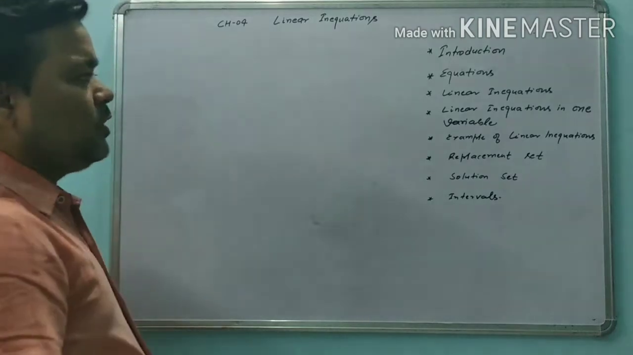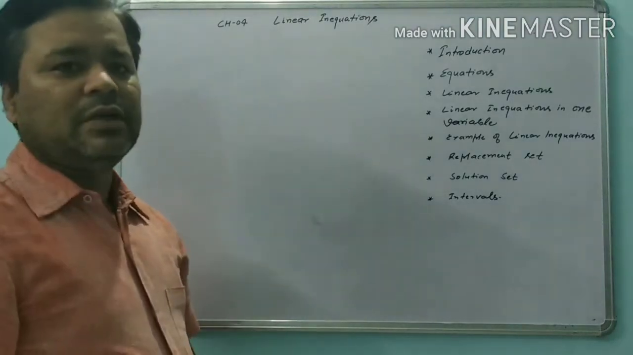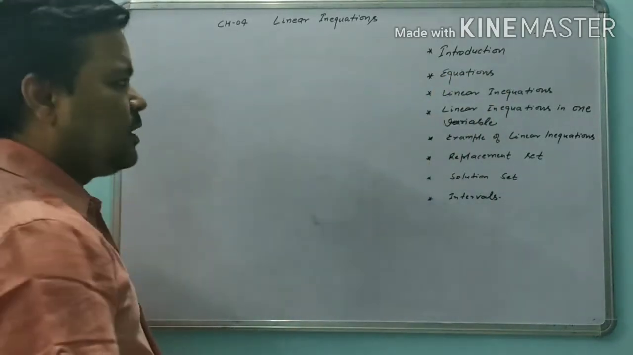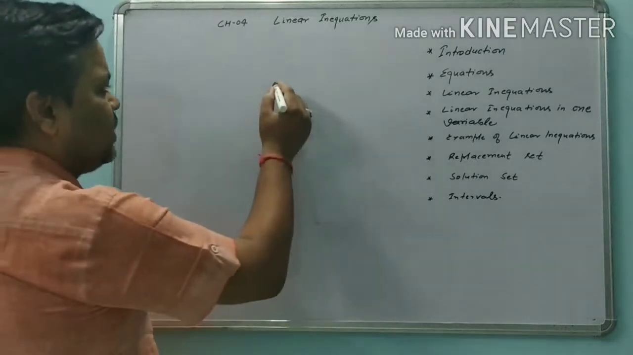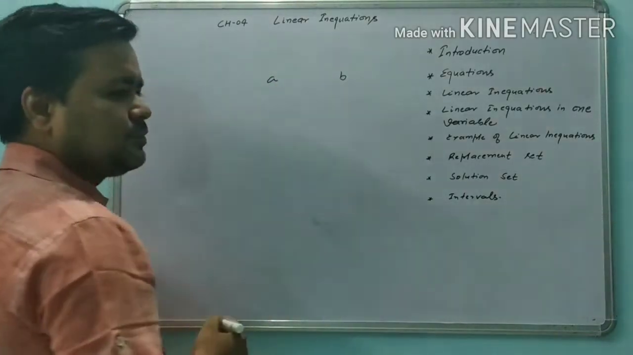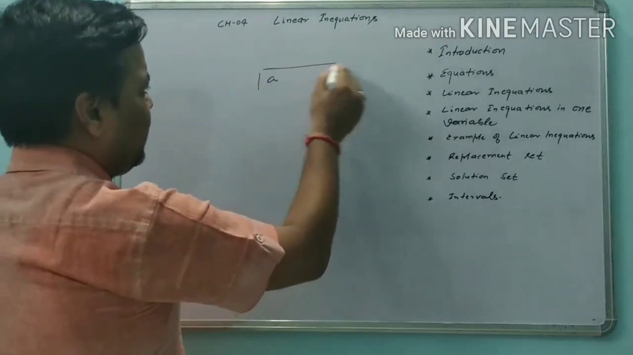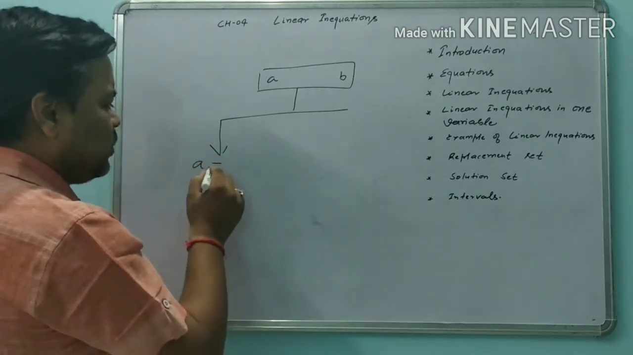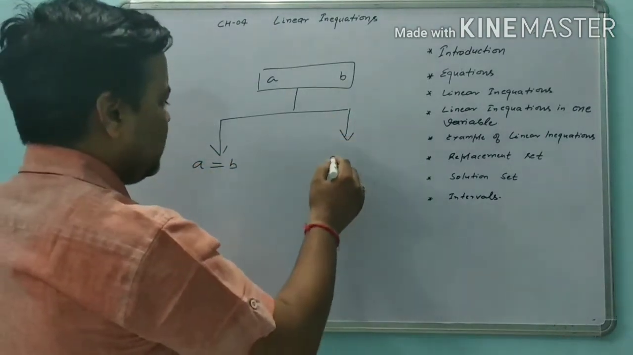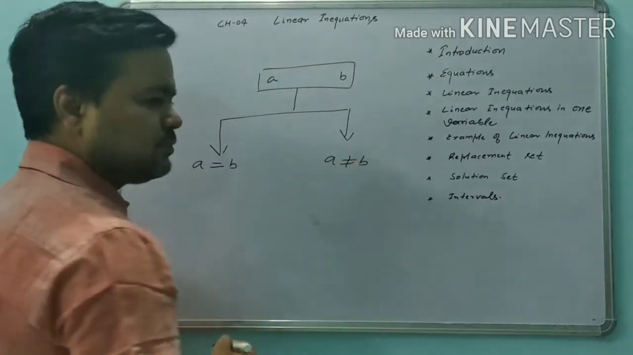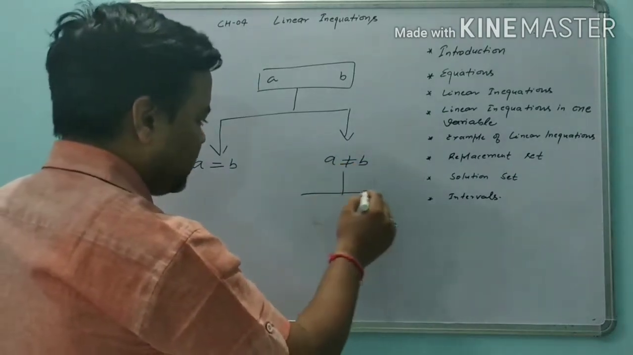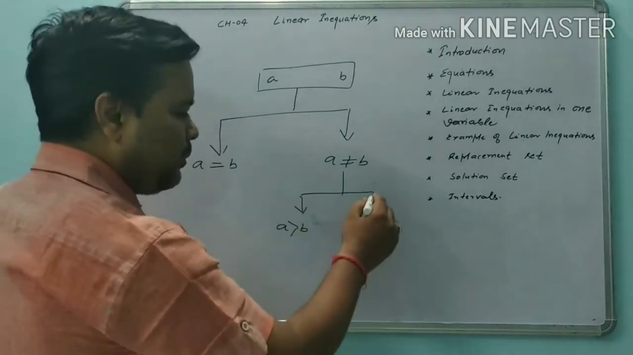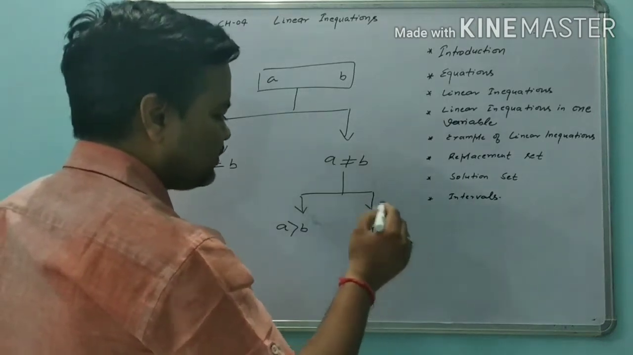So before going into the details of linear inequation, let us discuss the introduction. Dear student, if we take any two numbers, A and B, then the relation between A and B will be like this. Maybe A is equal to B, and maybe A is not equal to B. If A is not equal to B, then maybe the value of A is greater than B, or maybe the value of A is less than B.